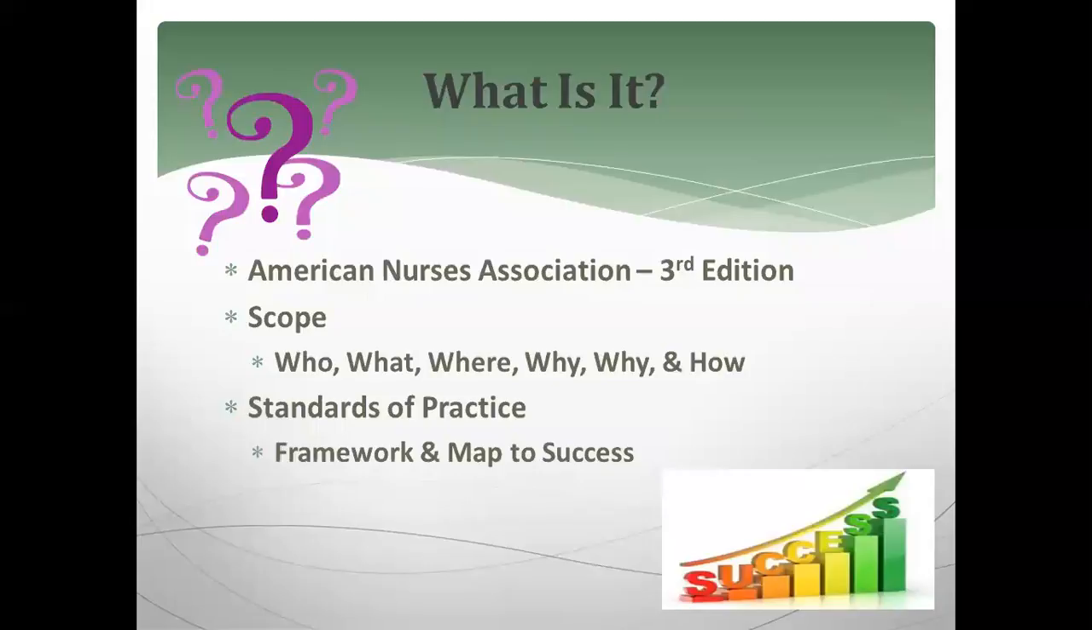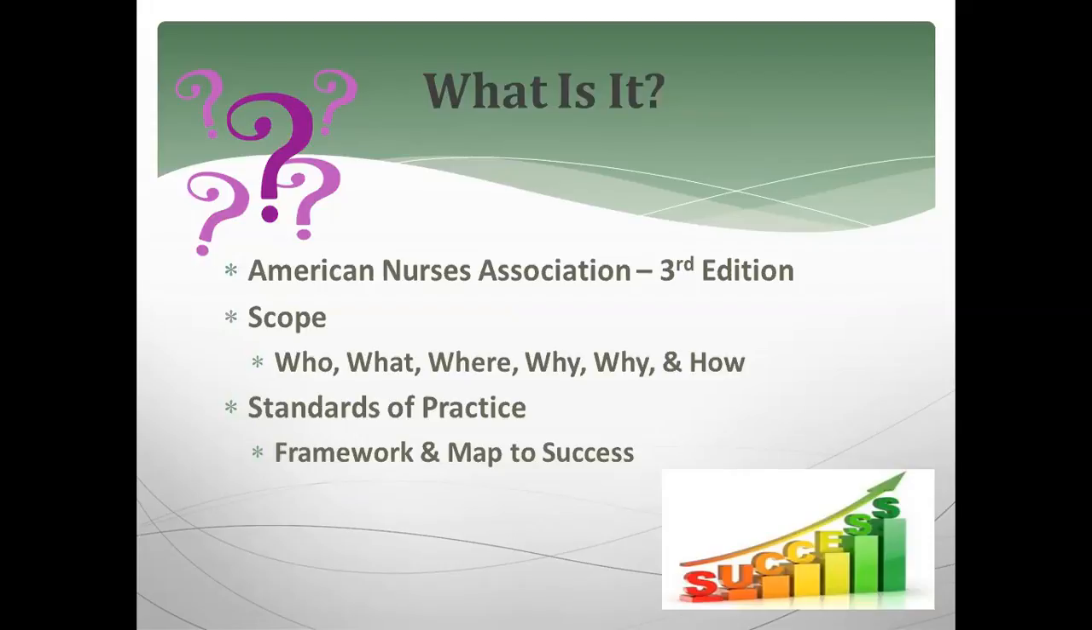So first and foremost, what are the scope and standards of practice? The American Nurses Association has the responsibility of developing and revising the scope and standards of practice. The third edition recently was released in July of 2015. The purpose of the scope of practice is to outline the who, what, where, when, why, and how of nursing. The scope is variable, depending on the nurse's education, experience, role, and the patient population being served. The scope dictates what tasks our license will allow us to legally perform. For example, the scope of a BSN prepared nurse will vary greatly from the scope of an MSN prepared nurse.